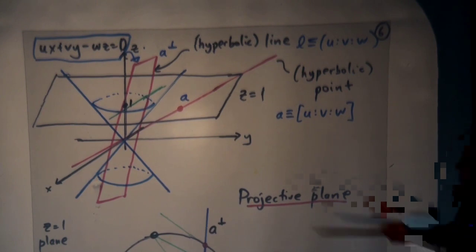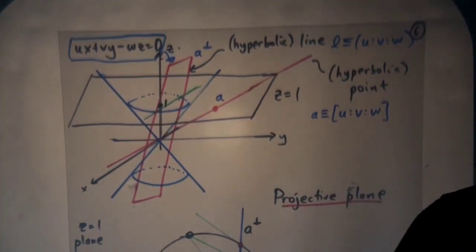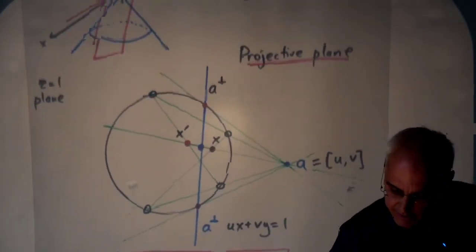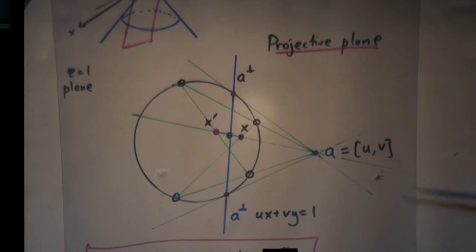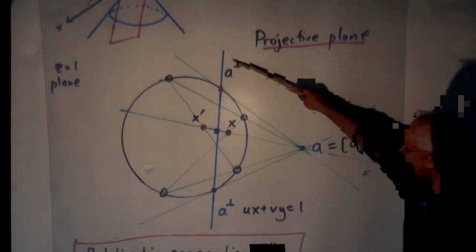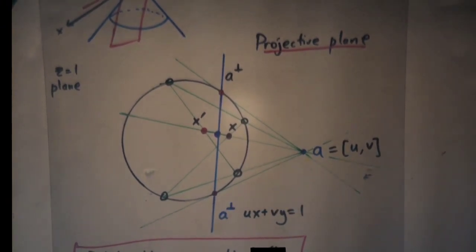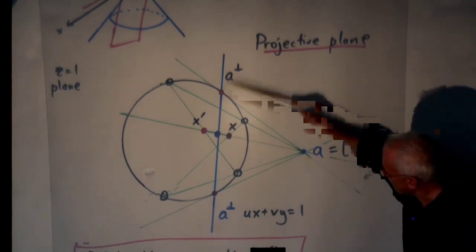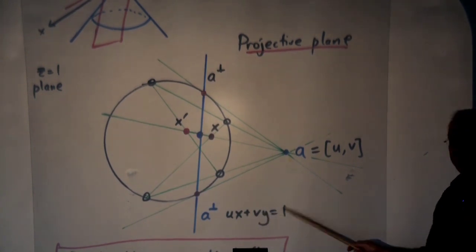When we look at this entire picture in the viewing plane of the z equals 1 plane, we get a picture like this. So now our point A is really just a point, and that perpendicular plane is now this line. And if this is the point (u, v), then the corresponding perpendicular plane has equation ux plus vy equals 1.